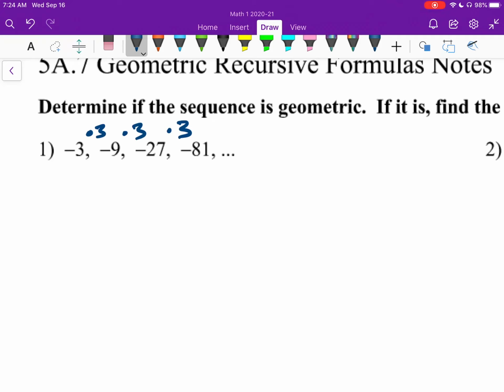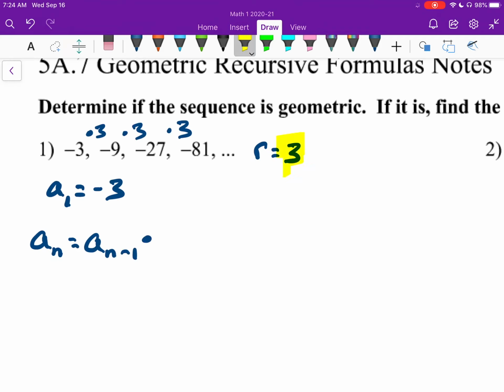Just like arithmetic, we first have to list our first term. That's going to be negative 3. Then we plug into the formula a sub n equals a sub n minus 1 times our rate. Our rate here is 3, right? This 3 came from these 3's there. And there we are. This is our answer.